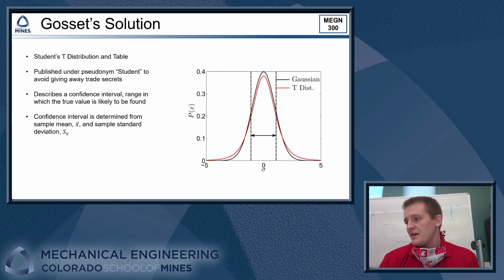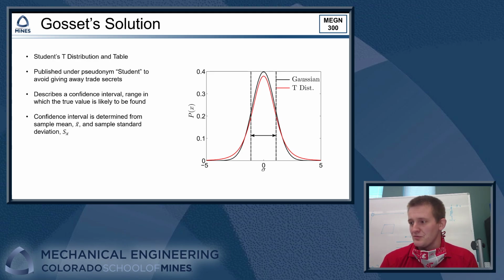So his solution is actually a probability distribution, which is known as Student's t distribution and table, right? So the question is, why isn't it called Gossett's t distribution and table? It was published under a pseudonym, Student, because when William Seeley Gossett came up with it, he recognized that it was a major contribution to the field of statistics.